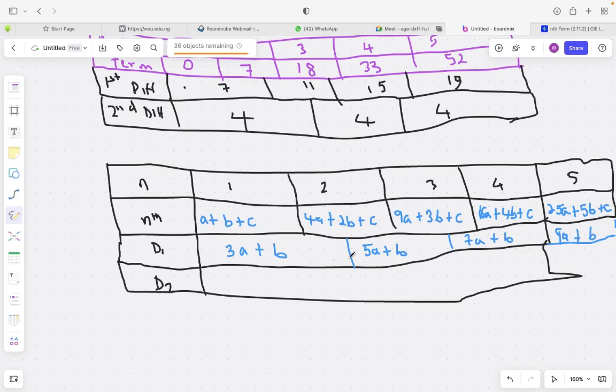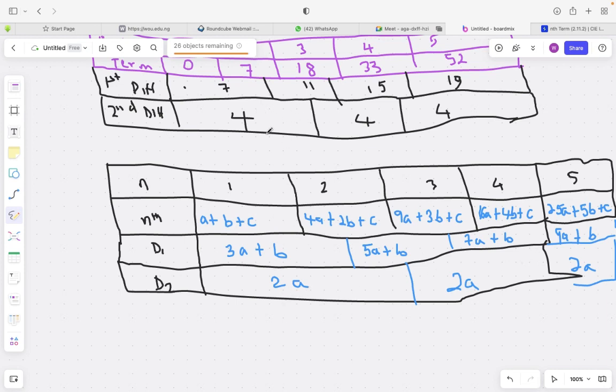Now let's do the second level. You see, the first difference is not all the same. What is here is different from what is here, and what is here is different from what is here. So let's do a second level difference. 5a minus 3a, you get 2a. b minus b is 0. So you get 2a here. And then 7a minus 5a, you get 2a. And 9a minus 7a, you get 2a. So we all got 2a everywhere. b minus b is 0. So you see the second level difference is the same.